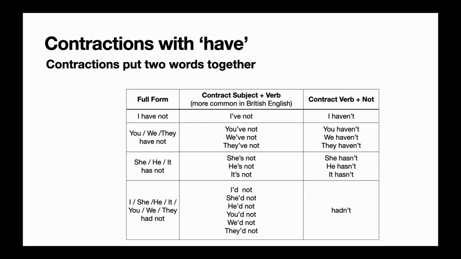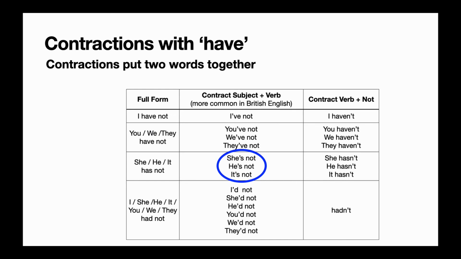Just like be, we can make contractions with have. And we again have two different forms. However, with have, there's a little bit of local difference. In British English, they're more likely to contract the subject and the verb. So they'll often say I've not, or you've not, or she's not, or I'd not. But in American English, we're more likely to contract the verb and not when we use have. So we say I haven't instead of I have not, or she hasn't instead of she's not.